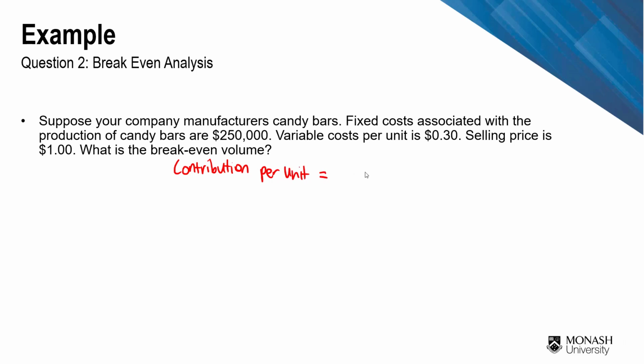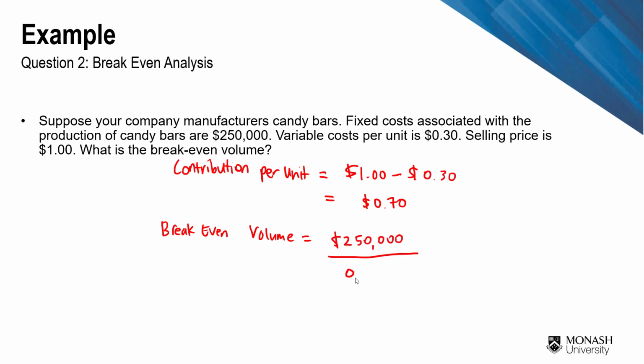I'm just going to skip straight to the calculation. So that's going to be $1 minus 30 cents. So the contribution is 70 cents, and the break-even volume is going to be 250,000 divided by 0.7. So that's going to be 357,143 candy bars. That's how much you need to make to reach the break-even point.